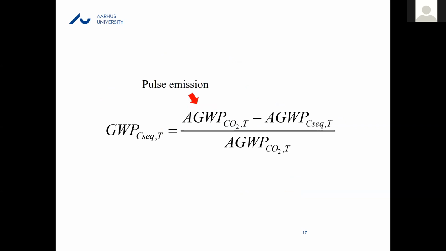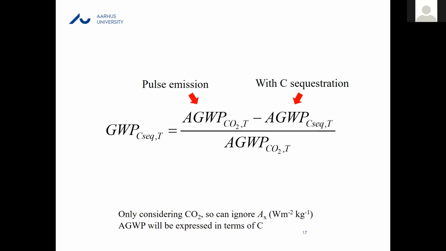So here we have the absolute global warming potential of the pulse emission on the left, and on the right, the absolute global warming potential of the sequestered carbon. Those of you with good memories will recall that the calculation of the absolute global warming potential includes a factor AX, which is the global warming per unit of mass of gas. However, since we're only considering CO2 here, we can ignore this factor and express the absolute global warming potentials in terms of carbon alone.